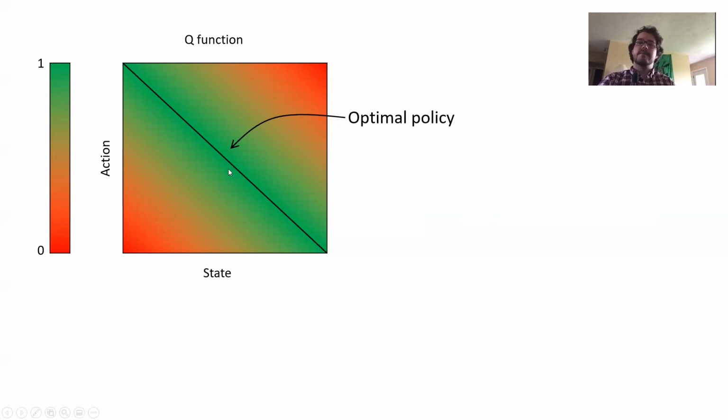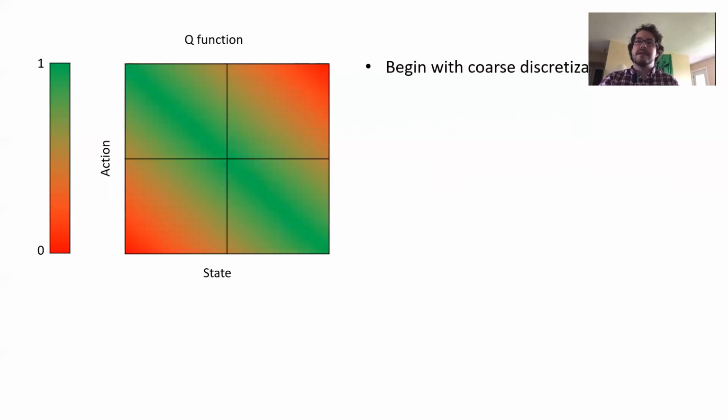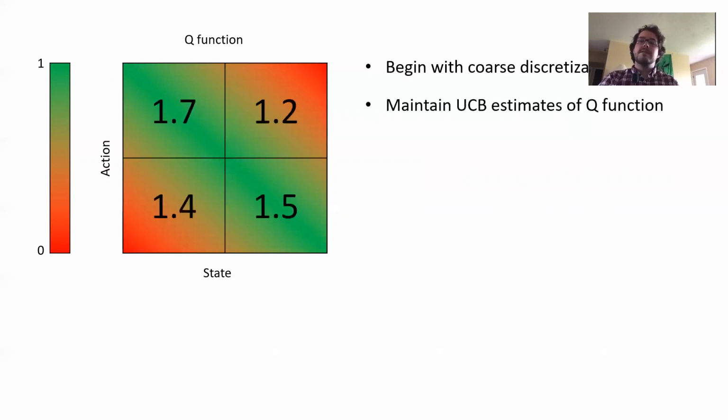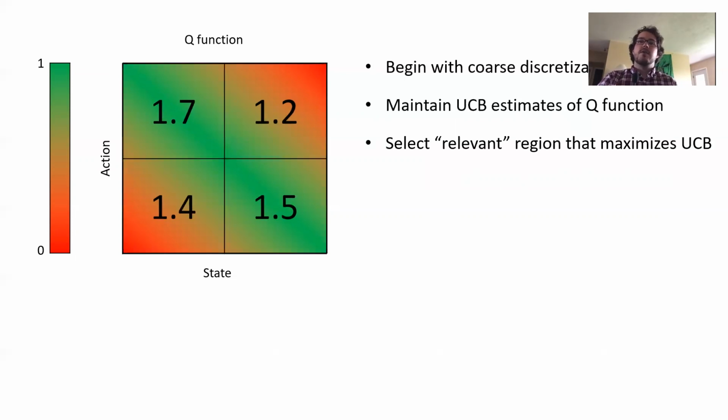So if you're in this specific state here, the optimal action to take is the one that intersects with the diagonal. So what our algorithm does is, initially, it keeps a very coarse discretization of the space. Here we have taken the space and split it into 4 different regions. Along each of the regions, we maintain upper confidence bound estimates of the Q function. And this is something that's common for multi-arm bandits, where you maintain upper estimates of the related quantities that you're trying to solve for. With these estimates, you select the relevant region that maximizes these UCB estimates.